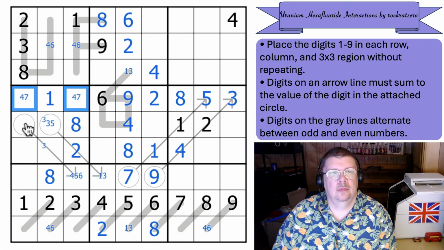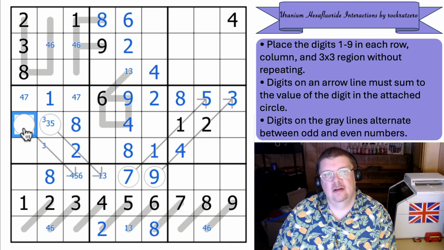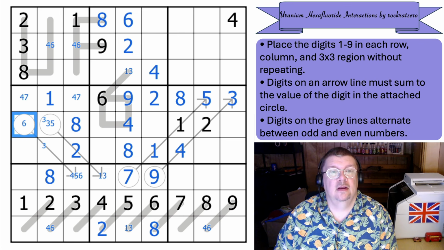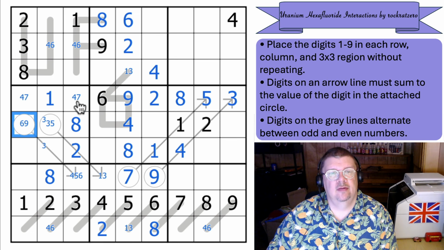Okay. This is 1, 2, 3, 4. Could be 5. Well, no, it can't, because if that were 5, this would have to be 4 and this 1. And this one can't be a 1. So it could be 6. Can't be 7. Can't be 8. Could be 9. Can't be 7 because there's a 4, 7 pair in the box.